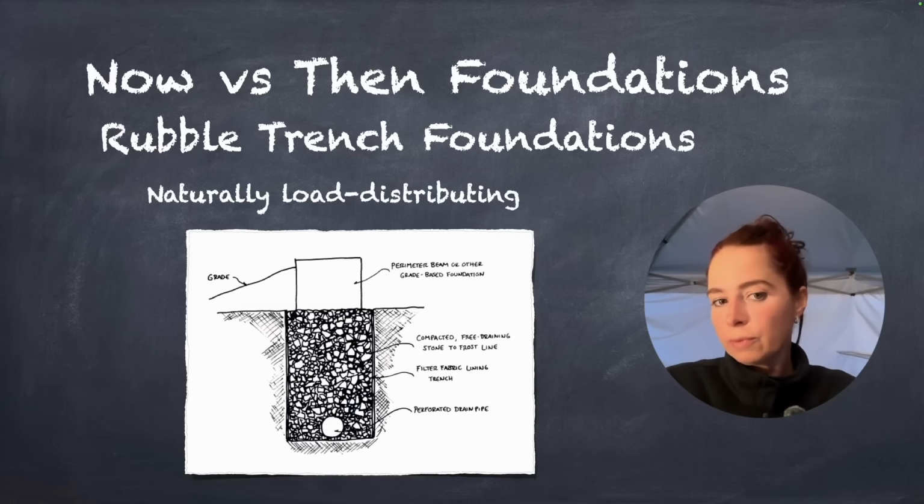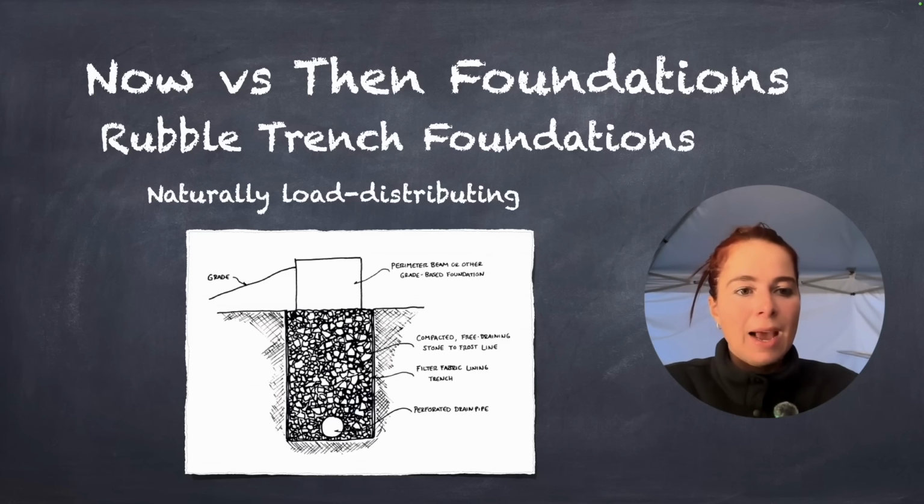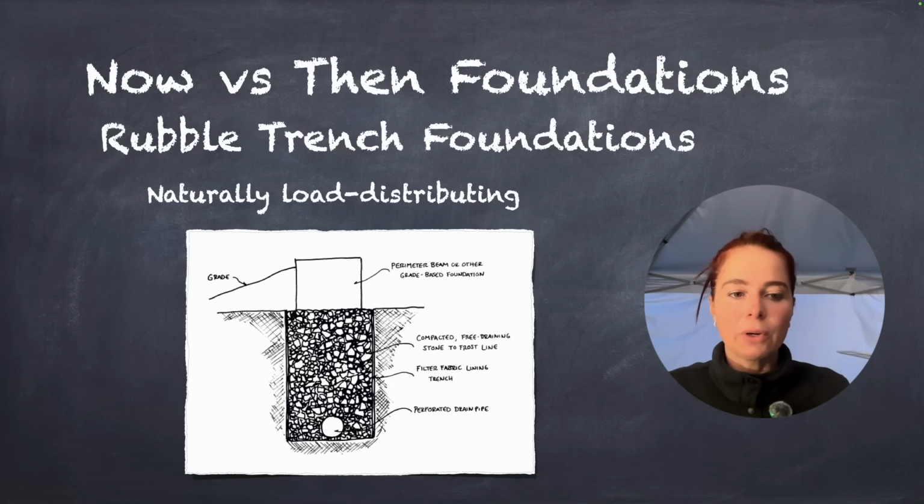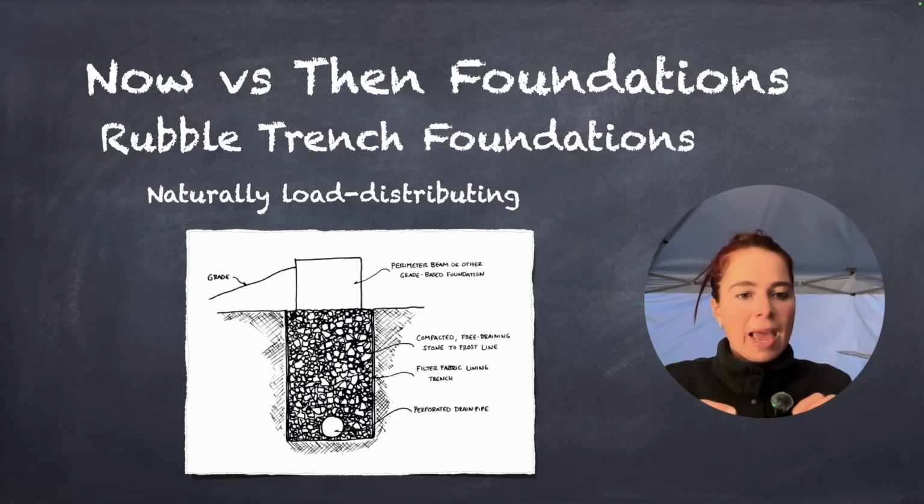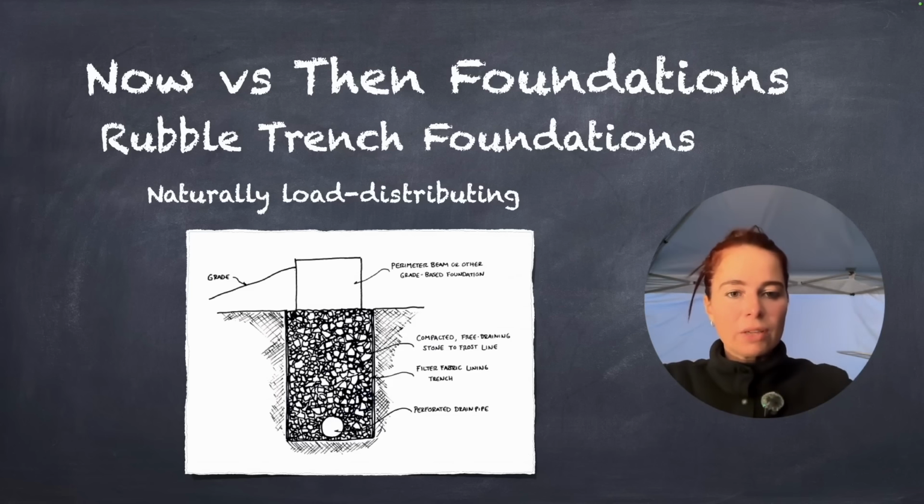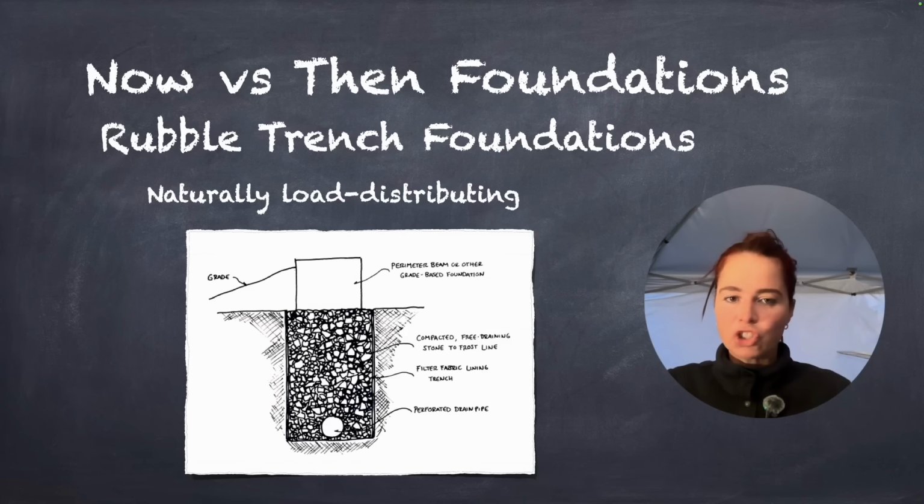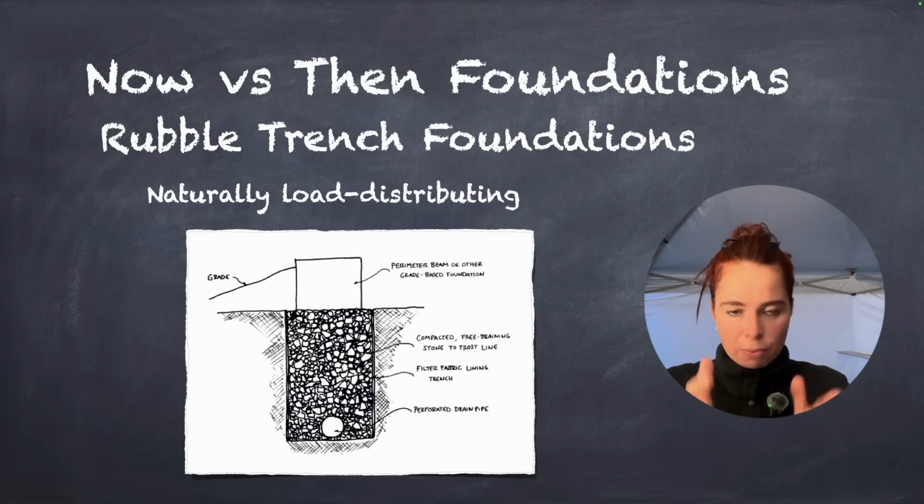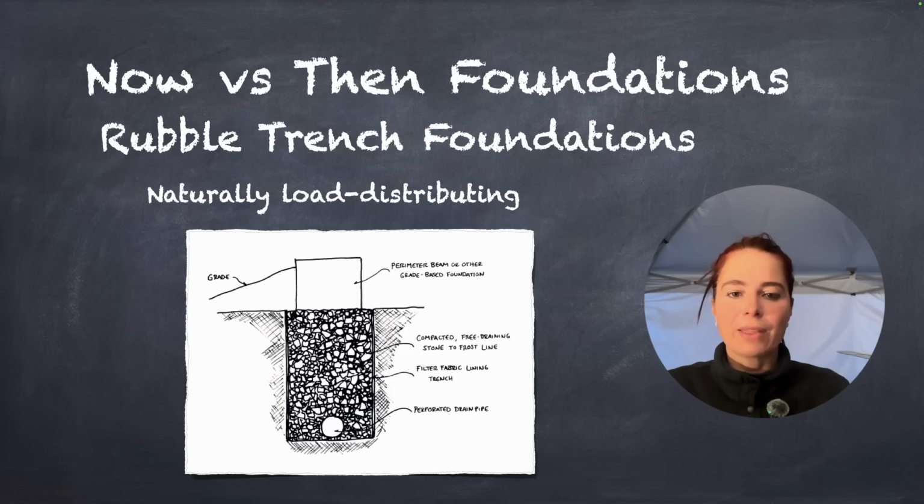Now, the ancient method of rubble trench foundation is actually naturally load distributing, which I thought was really cool. Again, it's built quite a bit wider than the wall above it, and it's not rigid, and it just distributes all of that weight naturally because the rocks themselves can move and shift a little bit. They don't put that very focused rigid pressure in one spot the way that a concrete foundation wall would. So super cool.